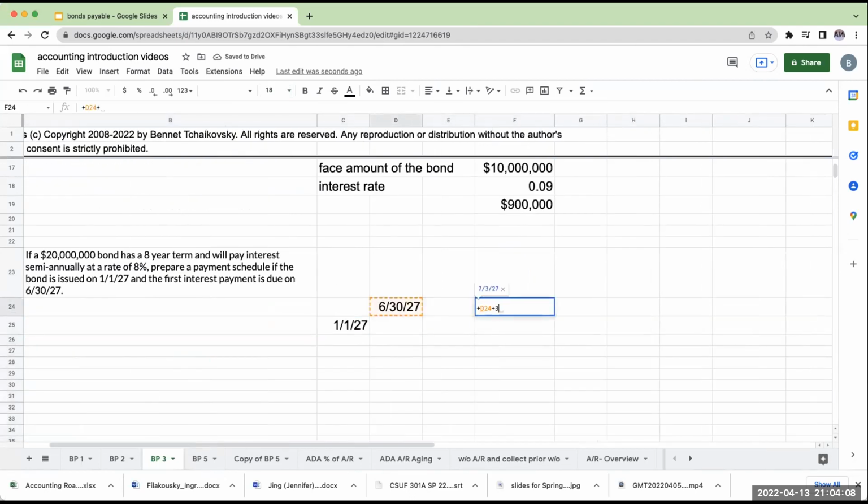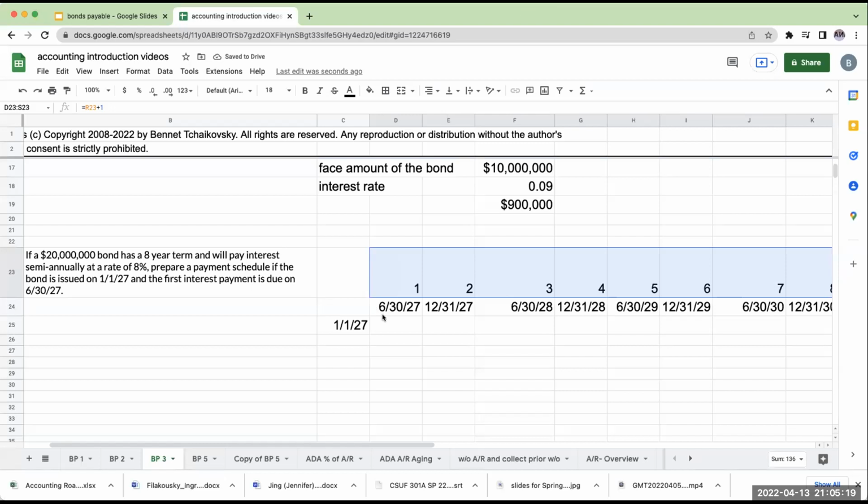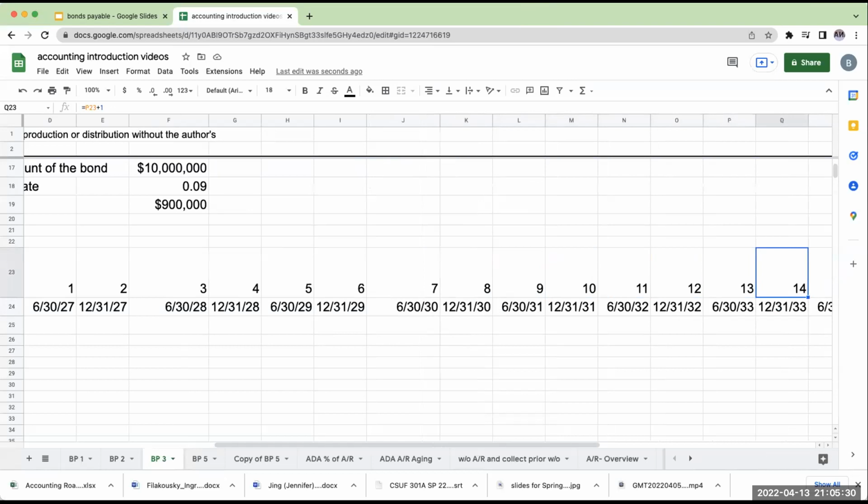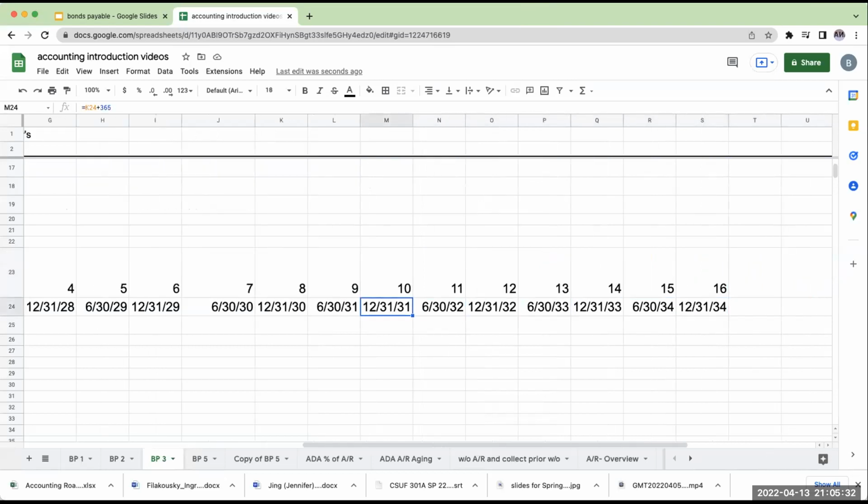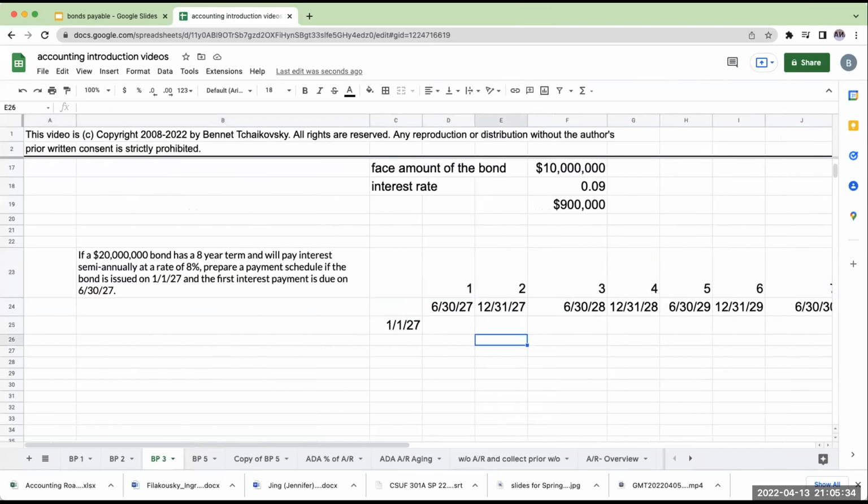Okay, so let's do this. I'm just going to pause real quick. So right over here, this bond is going to be paying, it's an 8-year bond, but it's paying interest twice per year. So there is going to be a total of 16 payments. So every 6 months, there is going to be a payment.